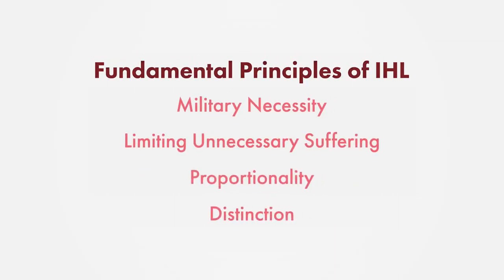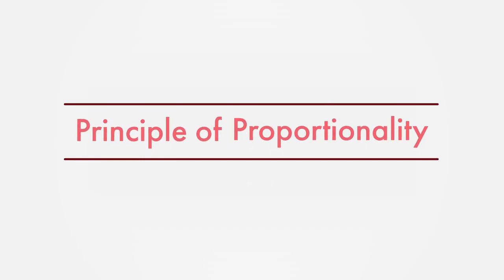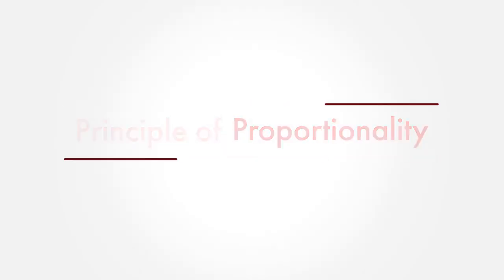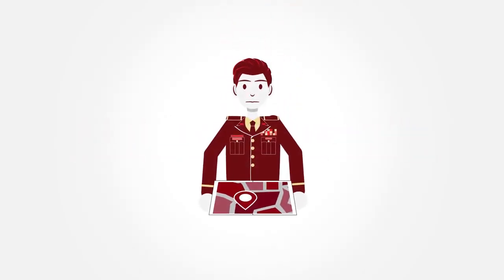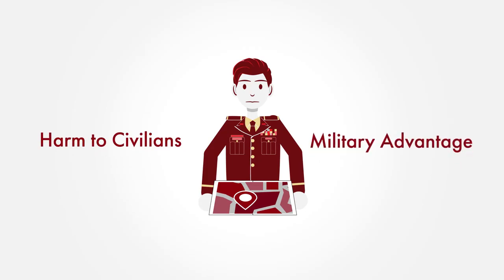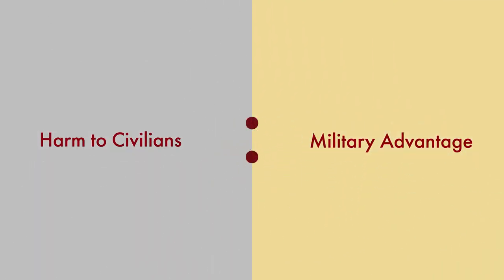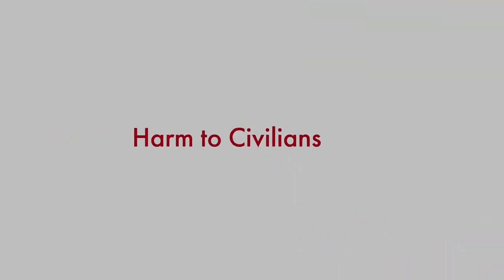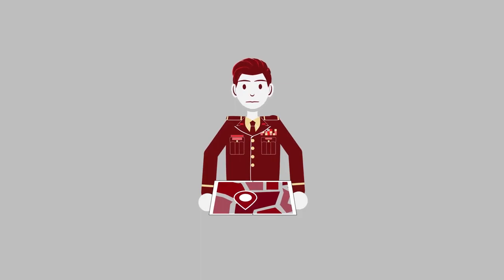Similar to the other fundamental principles of IHL, the principle of proportionality imposes restrictions on what actions can be taken during armed conflict. The principle of proportionality requires that before an attack can occur, a military commander must weigh the anticipated harm to civilians and civilian objects against the anticipated military advantage to be gained. If the anticipated harm to civilians and damage to civilian objects would be excessive in relation to the anticipated military advantage of the attack, then the attack should not be conducted.